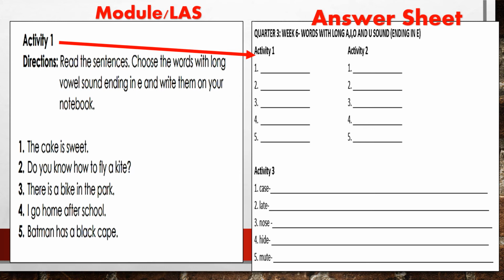Batman has a black cape. O, alin dyan yung may letter E sa huli at mahaba yung vowel niya. Okay, so I think you know all the answers. So now let us answer activity number 2. If you're not yet done writing, kung di pa tapos magsulat ng sagot, i-pause nyo muna ang video na to at i-play muli pagkatapos para sa next activity natin.